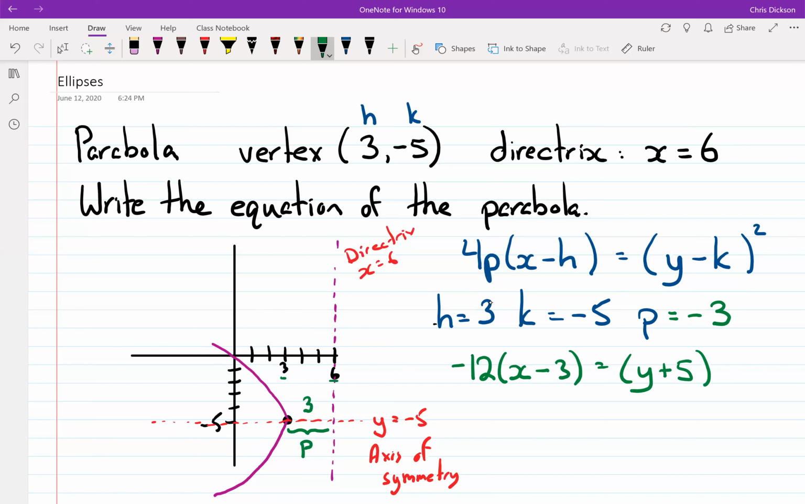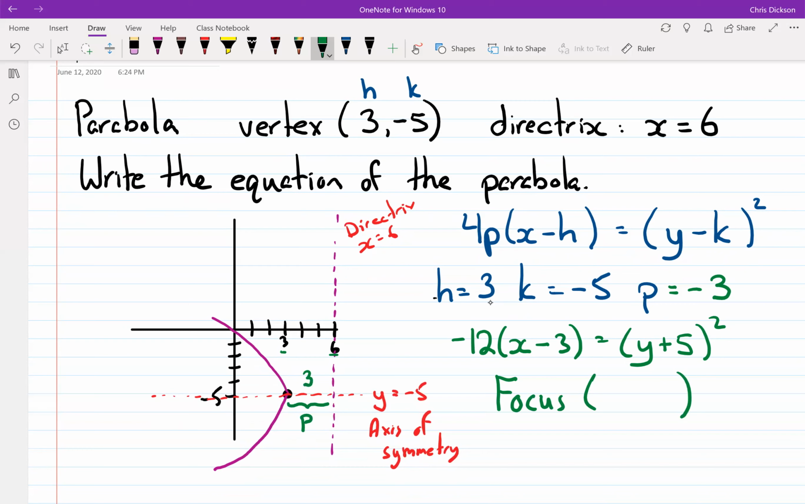Now, if they'd asked for the focus, which wasn't actually something I asked for here, let's just show you how you would determine that. So the focus has to always be on the axis of symmetry, but it has to be inside the mouth, if you think of it that way, the curvature part of the parabola. So notice that the p-value is 3. That's from the vertex to the directrix. That's this distance here. And now if you go from the vertex along the x-axis, 1, 2, 3, you should find your focus then. So that would be at an x value of 0 and a y value of -5.